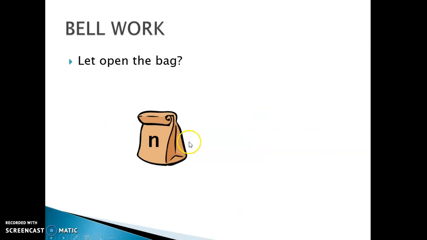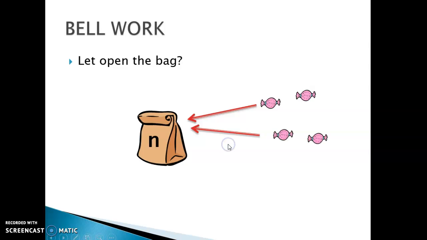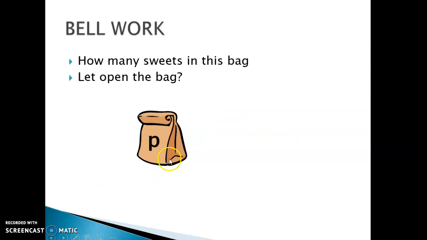Let's open the bag. Okay, we are opening the bag called N. Let's count the number of sweets. 1, 2, 3, 4. Okay, so N equals 4. In this bag, there are 4 sweets. So we take it as N equals 4.